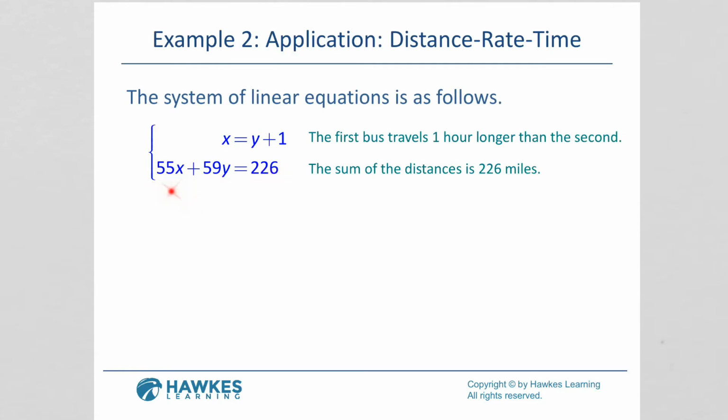That's the equation I'm talking about here. 55x plus 59y is equal to 226. That's the sum of the distances being 226. The other equation that we're going to write is we know that the first bus travels 1 hour longer than the second. So if X is how long the first bus travels, the second bus travels Y plus 1.